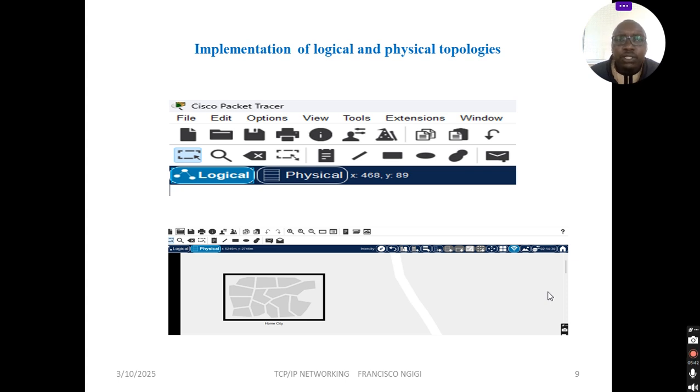So implementation of logical and physical topology. In packet tracer, we are familiar with the logical. You can see the logical. So this is what we are implementing in TCP and IP networking. But for this case now, we shall be looking at the physical. So you can see the logical is in blue, so it shows that it is TCP and IP. But here the physical is in blue. So that is what we shall be performing going forward.